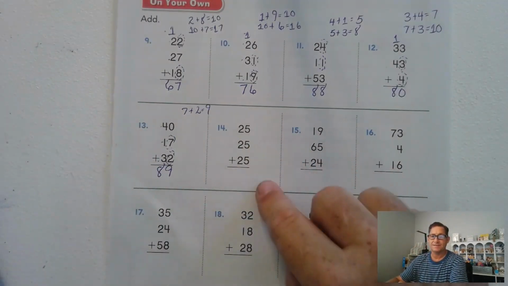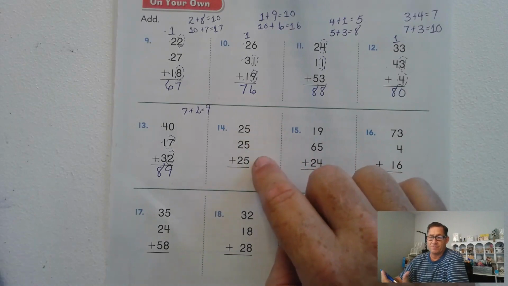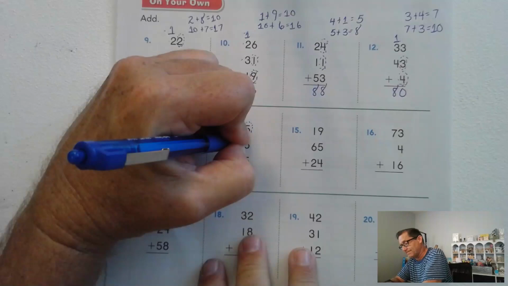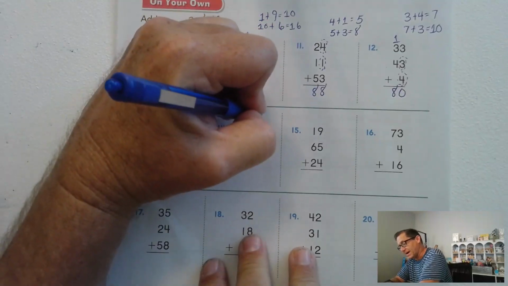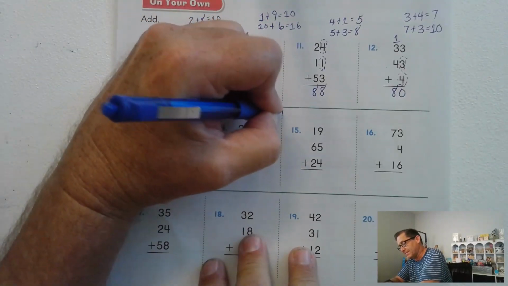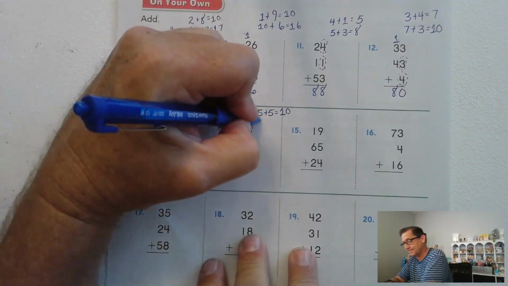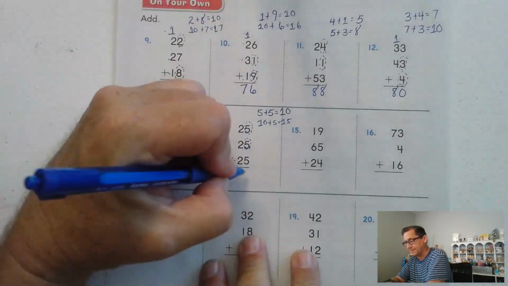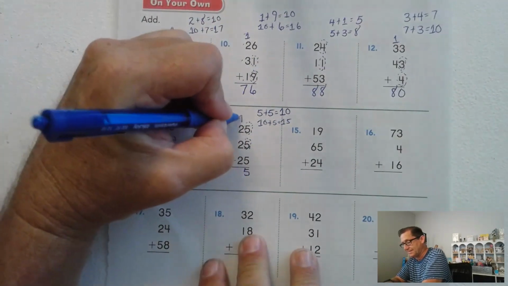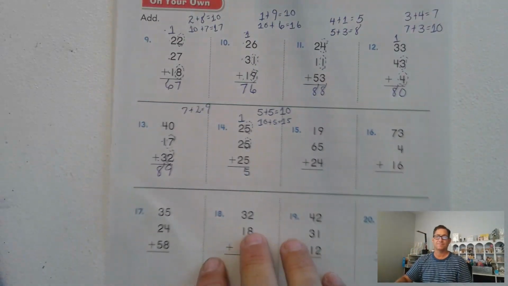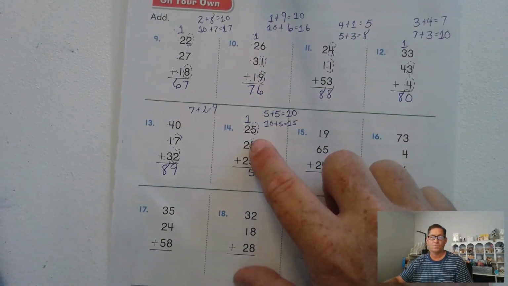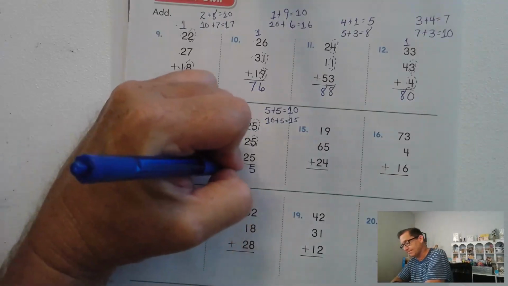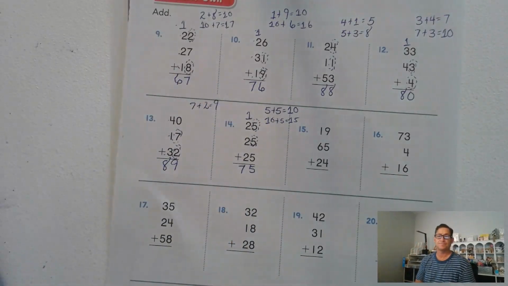Okay, here's kind of something interesting, right? Doesn't matter, right? If I'm going to combine two fives, no matter what. So 5 plus 5 is 10. And 10 plus 5 is 15. Regroup that as 1 ten and 5 ones. Okay, 2 and 2 is 4. Plus 2 is 6. Plus the regrouped 10, 7 tens.